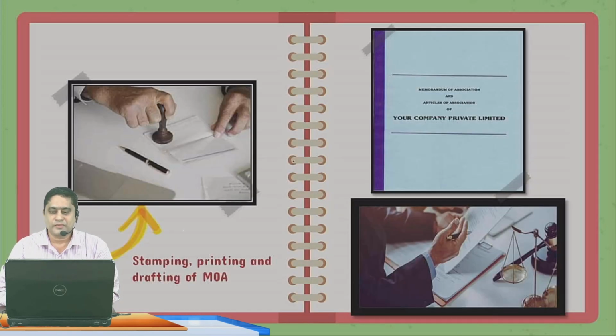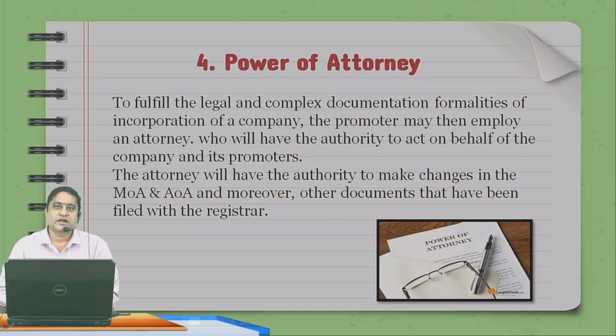As shown in this particular slide, the memorandum and articles have to be printed, signed and stamped before submission to the ROC. Step number 4 is the power of attorney. Sometimes the promoters are not available, sometimes the so-called future directors are not available. They will give the power of attorney, and this power of attorney has to be registered and submitted to the ROC.